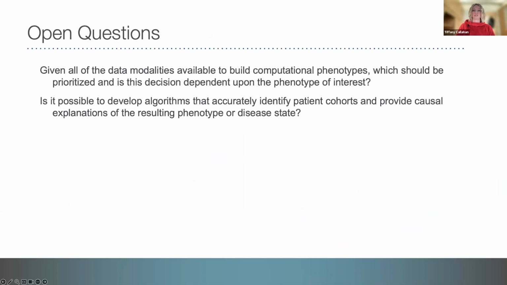Given these challenges, there are several open questions that, if we could address them, could significantly improve the utility of computational phenotypes. First, given all of the data modalities available to build computational phenotypes, which should be prioritized? And is this decision dependent upon the phenotype of interest? The second question is: is it possible to develop algorithms that can accurately identify patient cohorts and provide some sort of causal explanation as to the resulting phenotype or disease state that we observe?